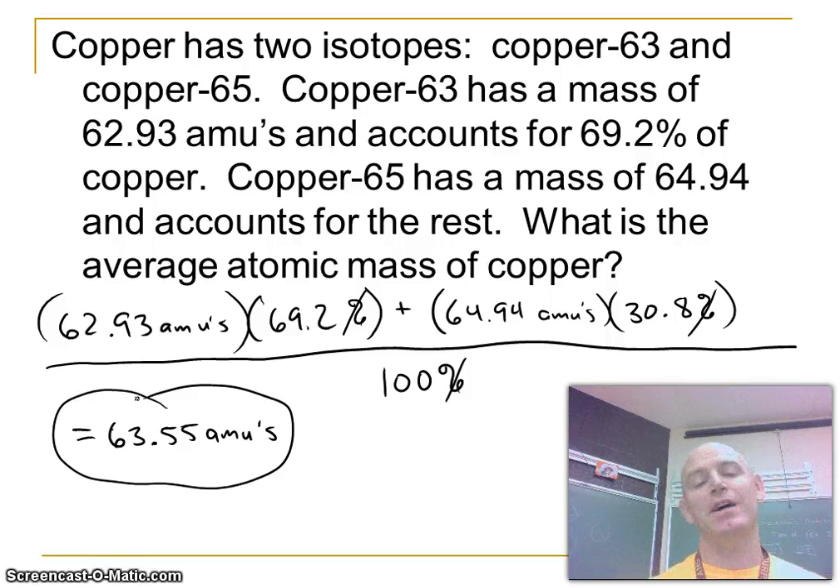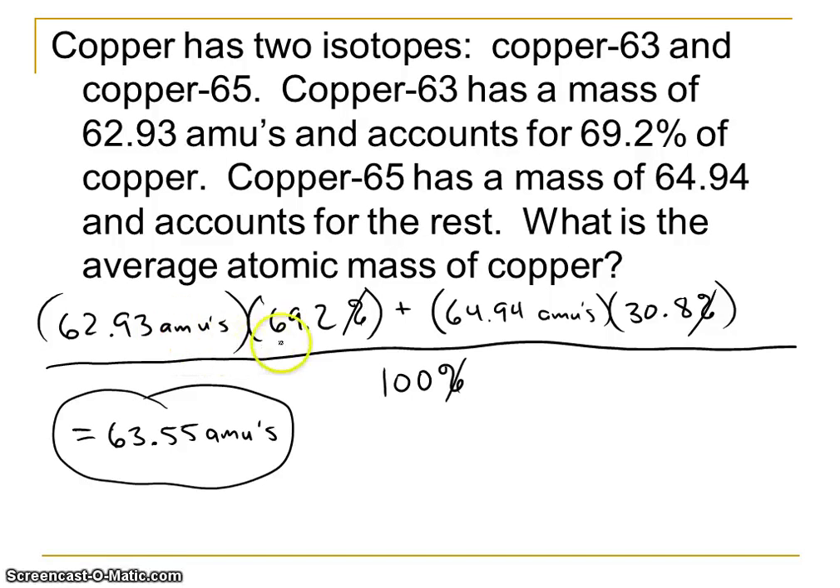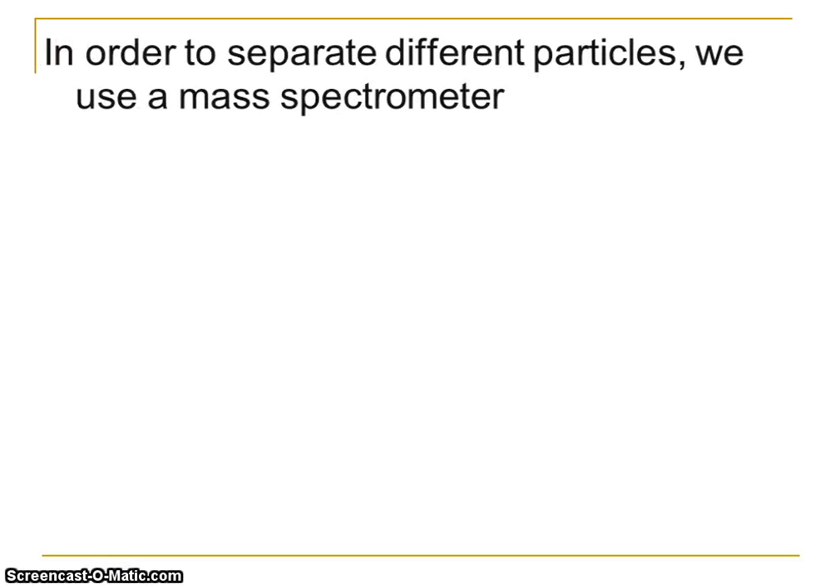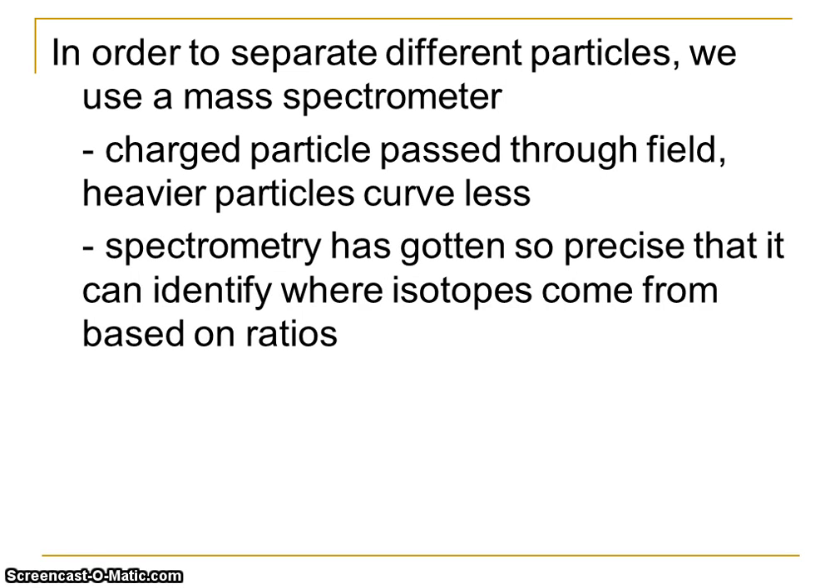Now you can use the same process to solve for elements that might have 2, 3, 4 common isotopes. The method's pretty much the same. You're going to take the different masses, multiply them by their percent abundance, and then, if you actually use percents, add the different values together and divide by 100. If you don't, and you multiply by 0.692, by 0.308, or whatever it might be, you don't have to divide by anything. So that is how to calculate an average atomic mass.